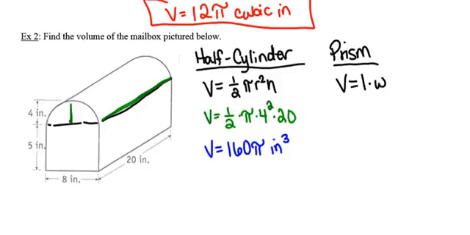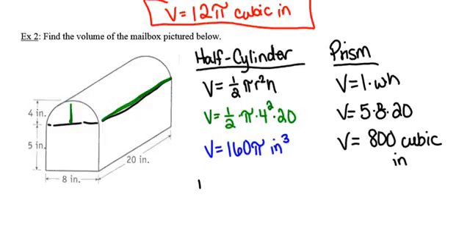Volume of a rectangular prism you can either find by doing area of the base times the height, or I'm simply going to do very simple here, length times width times height. So 5 times 8 times 20, or in other words, 800 cubic inches.